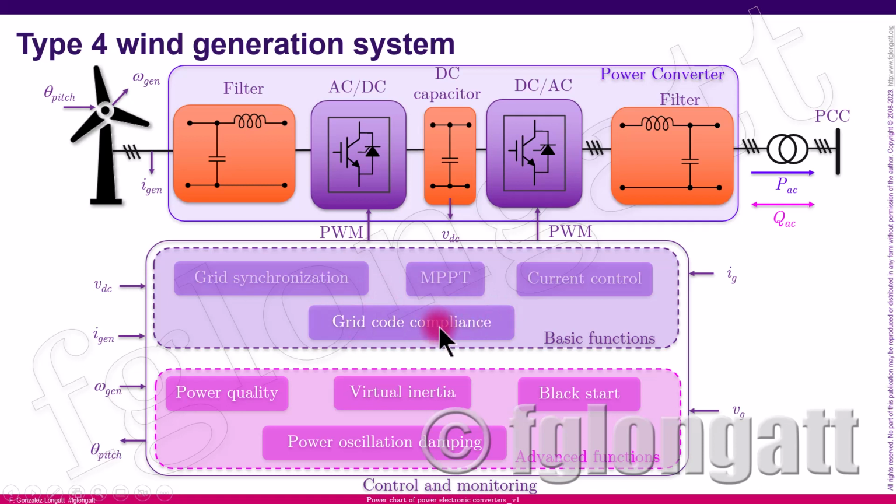But modern wind turbines have more and more features. More features like power quality, virtual inertia, power oscillation damping, and black start. What I am trying to tell you is that this power converter chain is able to deliver many functionalities, and those controllers and monitoring functionalities play the key role of delivering those services.